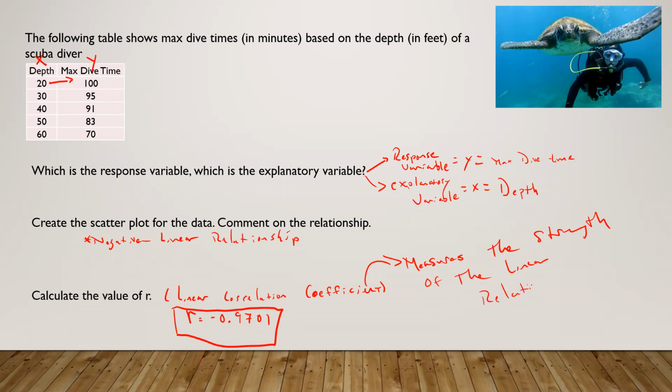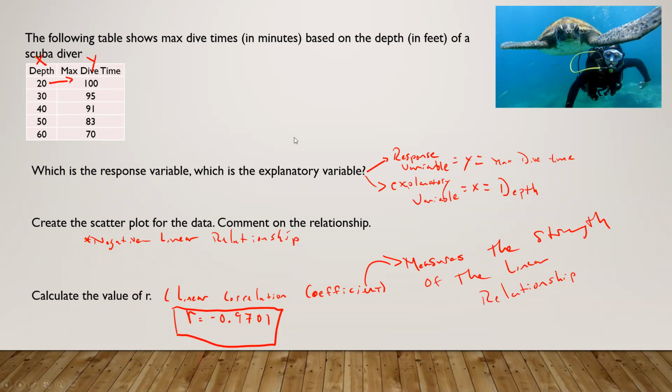If the value is close to positive one, it means there's a strong positive linear relationship. And do you notice how this is close to negative one, negative 0.97, really close to negative one? That's telling us that there's evidence of a strong negative linear relationship.